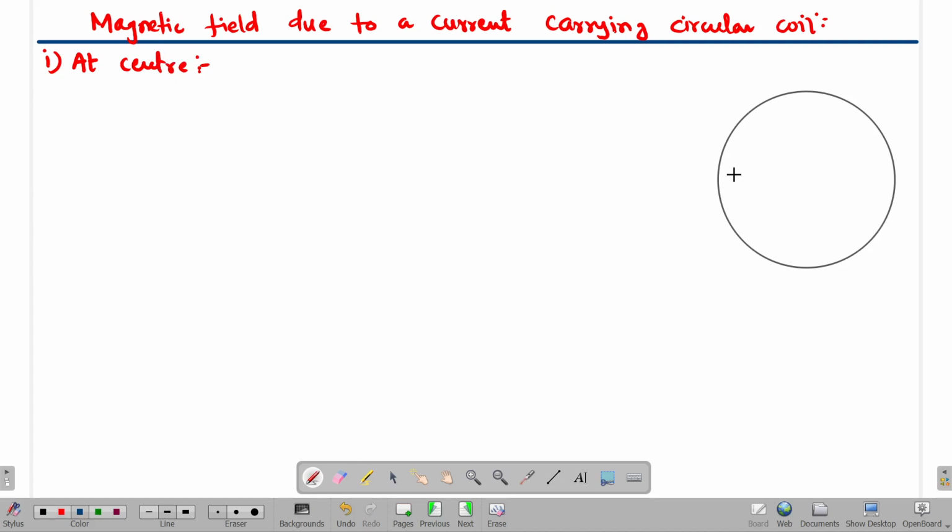So look over here. This circular coil is of n turns, and some current I is flowing in this circular coil, and I want to find the magnetic field at the center O. Let's suppose the radius of the circular coil is R. So I want to find what is the magnetic field at the center. So how to do it? Can you tell me?